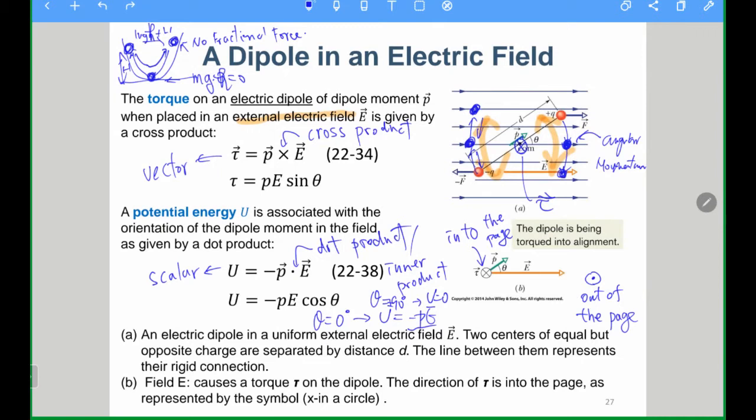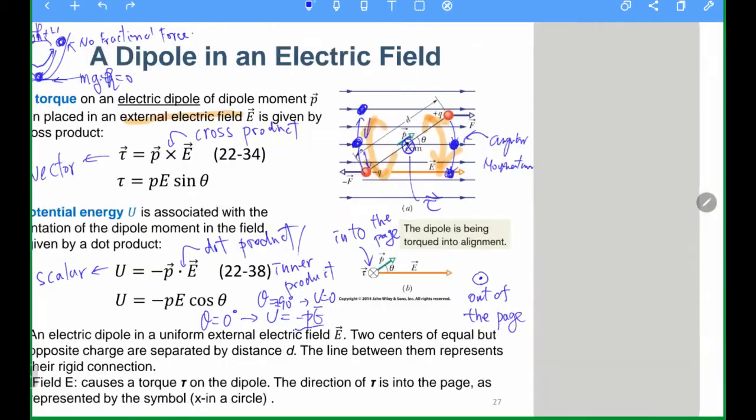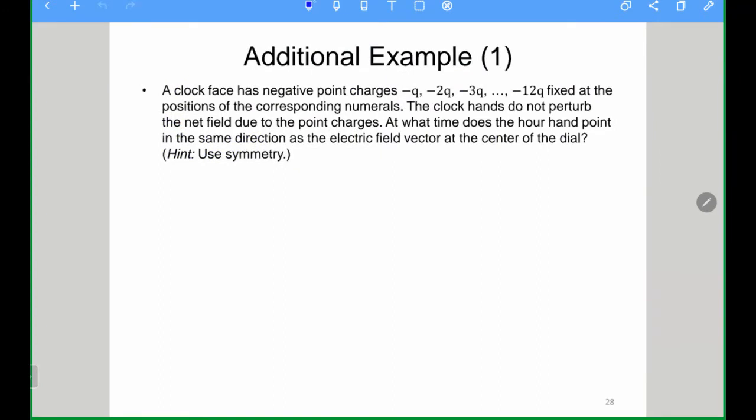So here we simply talk about the phenomenon of placing a dipole in a uniform E field. There will be torque and potential energy involved here. If you have questions, you can raise them in the chat room, and I will have two additional examples to finish off this chapter.